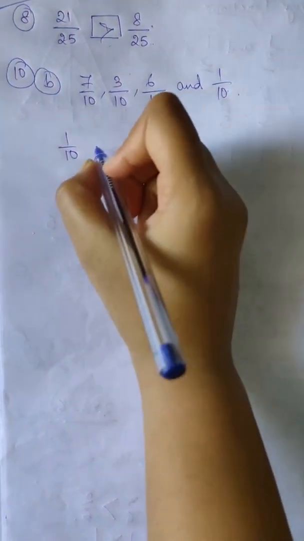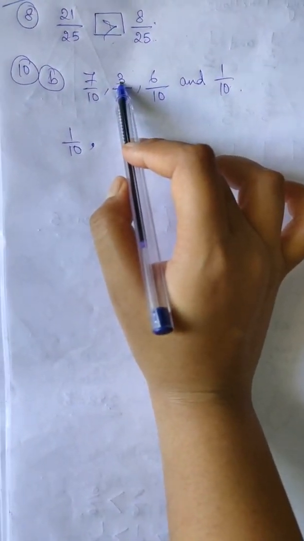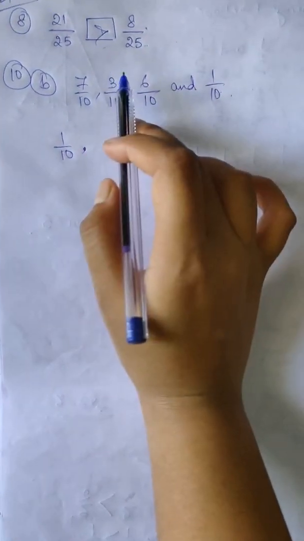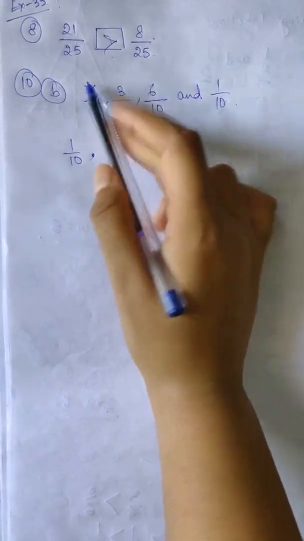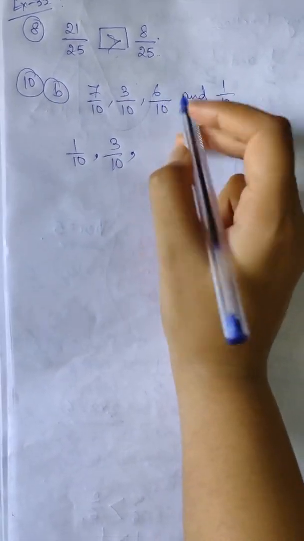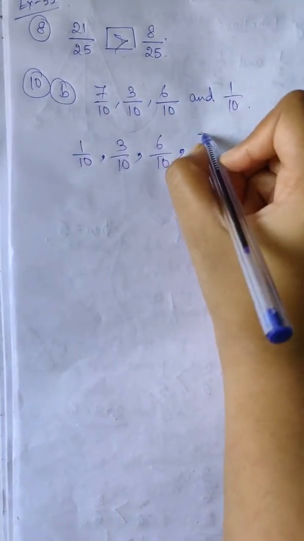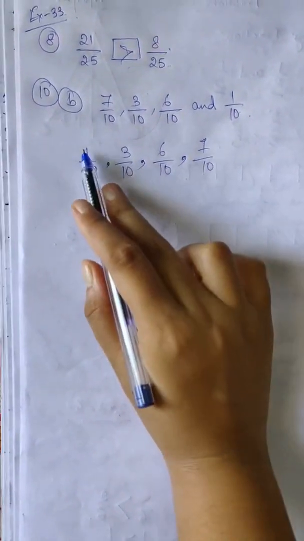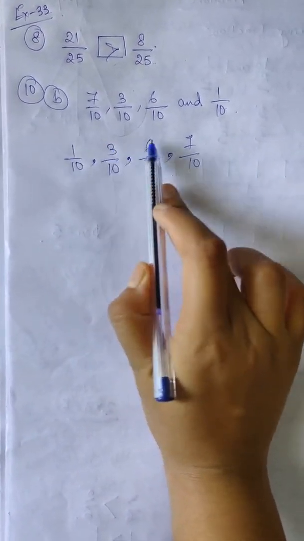Now for the next fraction, we'll put a comma here. The next fraction becomes the one having the second lowest numerator. So after 1, the second one is 3 by 10. Then next we have 6 by 10. And at last we have 7 by 10. So the number in the numerator gradually becomes greater, isn't it? So this is why we can arrange this in ascending order like this.